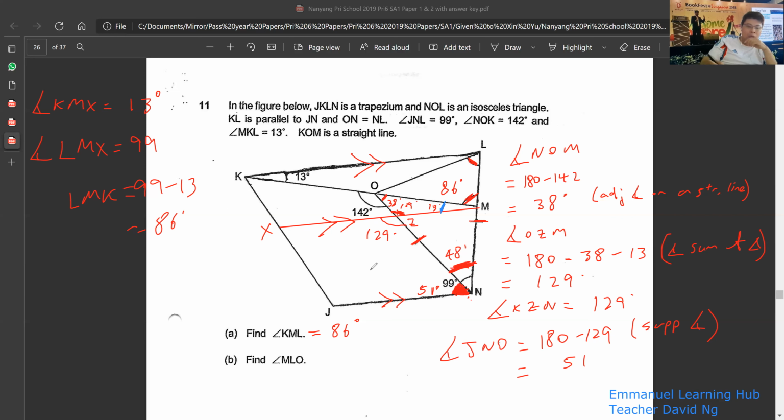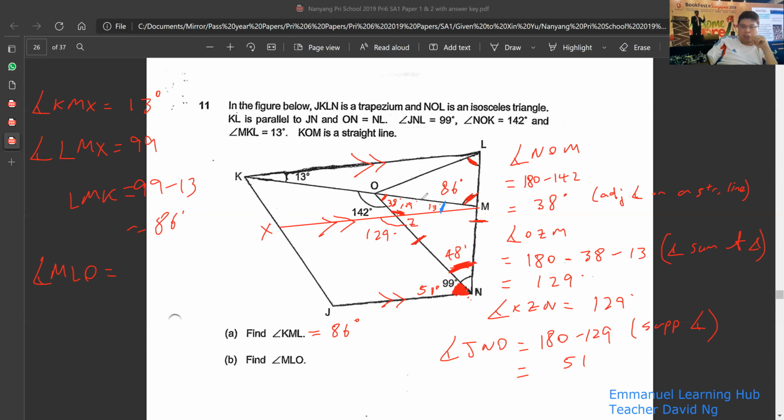How to find angle MLO? Isosceles triangle, the hint is 48. Are there too many details until it confuses you?